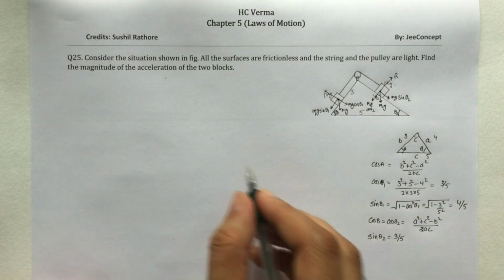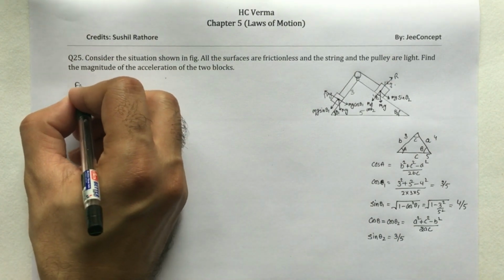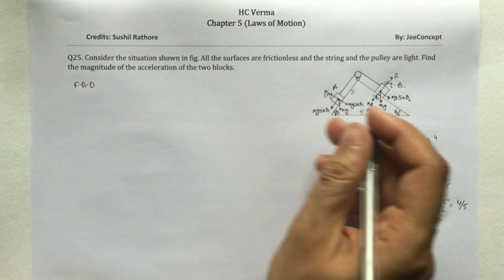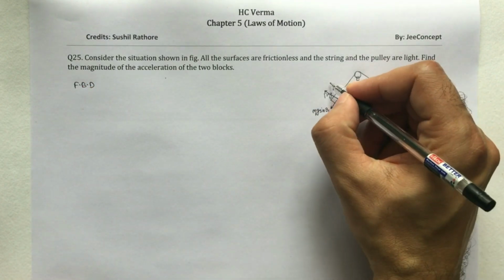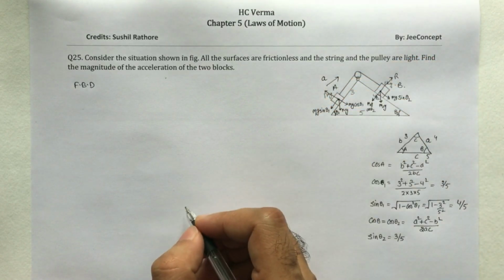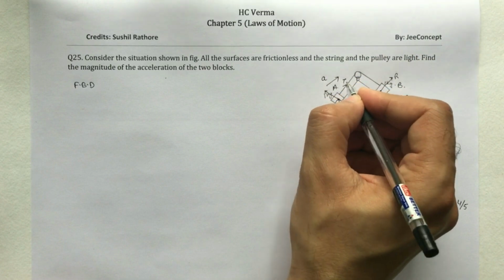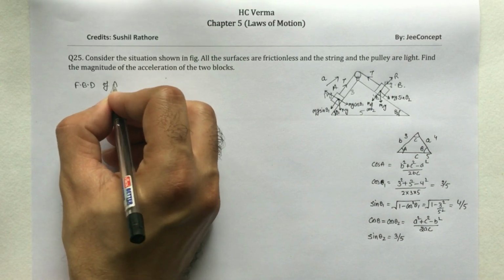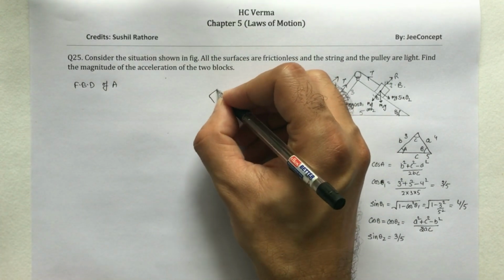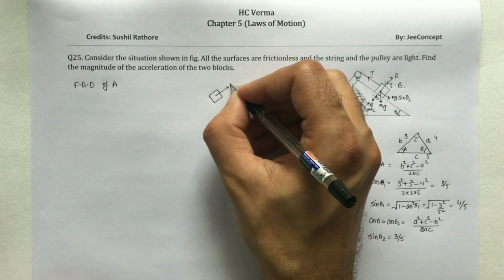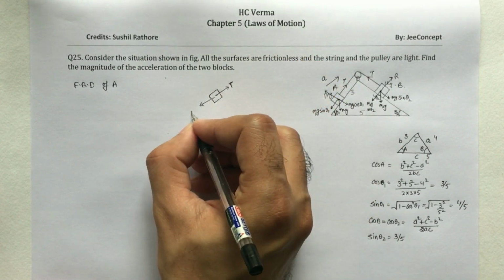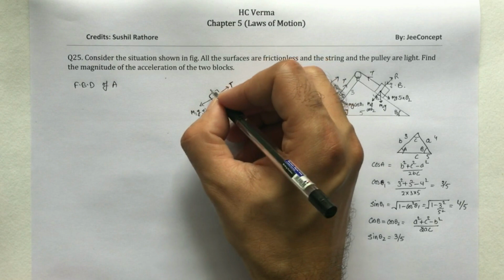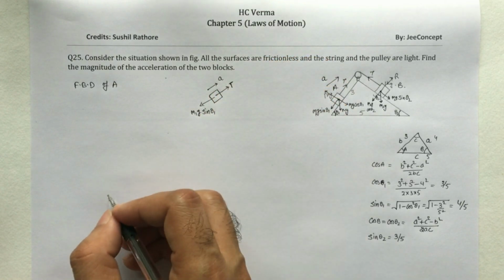Now I can draw the FBD. Say this is block A and this is block B, and when we release this, it goes in this direction with an acceleration of A. There is a tension in the strings, T and T here. So the FBD of A is going to be something like this. This is the block, this is T, this is m1g sine theta 1, and the acceleration is in the same line, A.